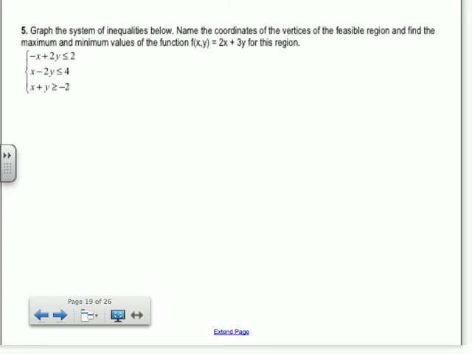Don't really know if it's in the first quadrant, second quadrant, or what, so I'm going to go ahead and draw my whole Cartesian plane. X-intercepts, y-intercepts for each one. I'm going to number each line.